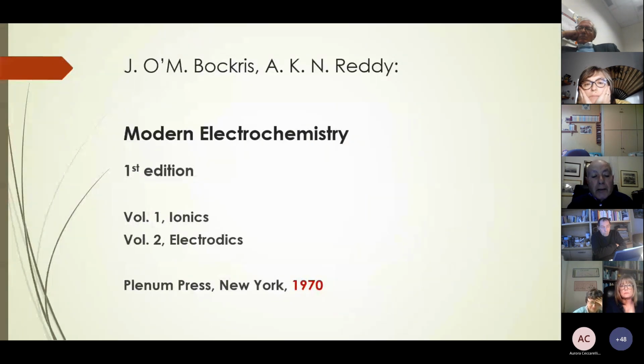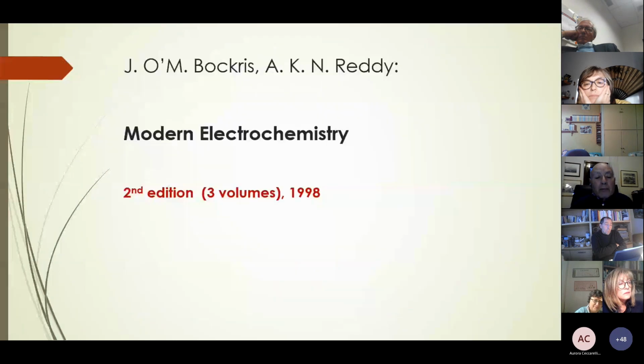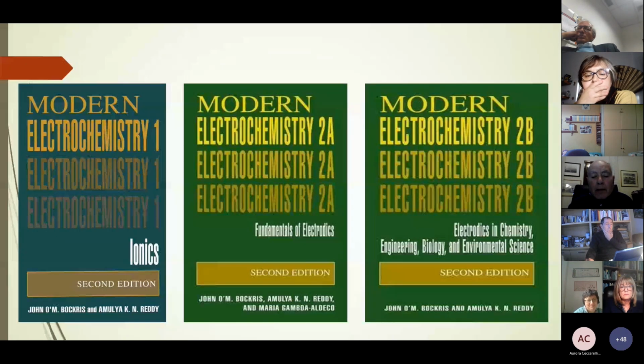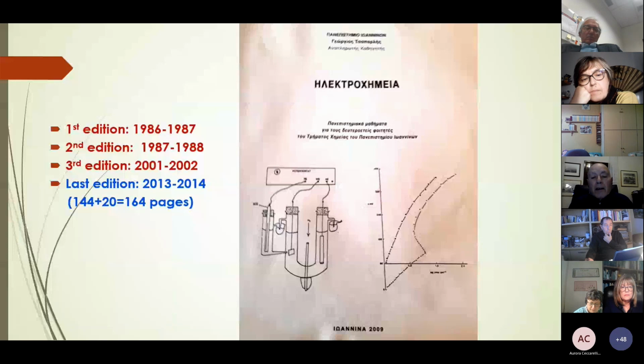published in 1970 in 2 volumes, volume 1 ionics, volume 2 electrodics. And then came the second edition in 1998, 3 volumes now. Volume 1 is about ionics, as in the first edition. Now, the second volume of the first edition is divided into two. Second volume is Fundamentals of Electrodics, while the third deals with applications of electrodics in chemistry, engineering, biology, and environmental science. Here is the cover of the notes I distributed to students. First edition 1986, last edition 2014.